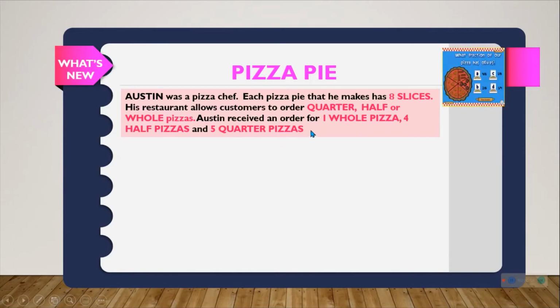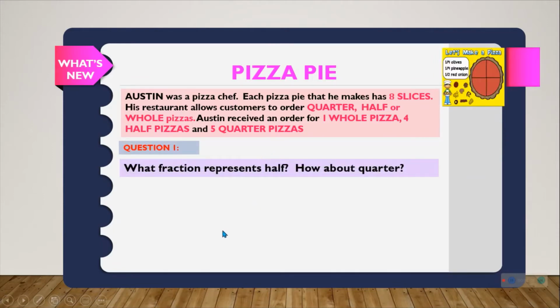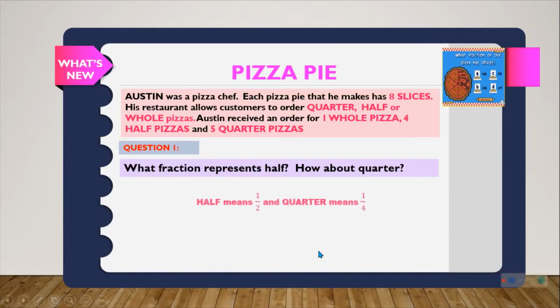So Austin received an order for 1 whole pizza, 4 half pizzas, and 5 quarter pizzas. So, question number 1. What fractions represent half? And how about quarter? Since 8 hati yung pizza, kapag sinabing half, half means 1/2, and quarter means 1/4. Okay. So, pag sinabing quarter, yung 1/4. Pag sinabing half is 1/2.